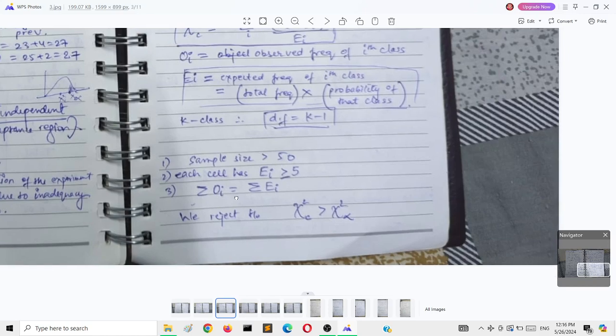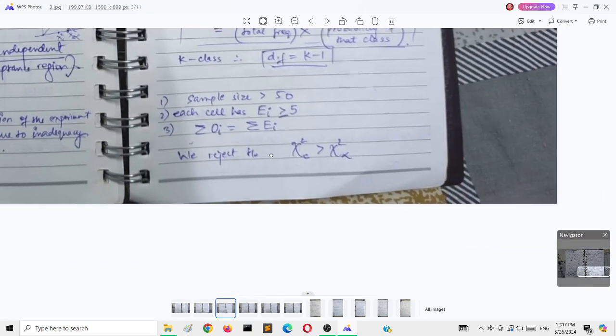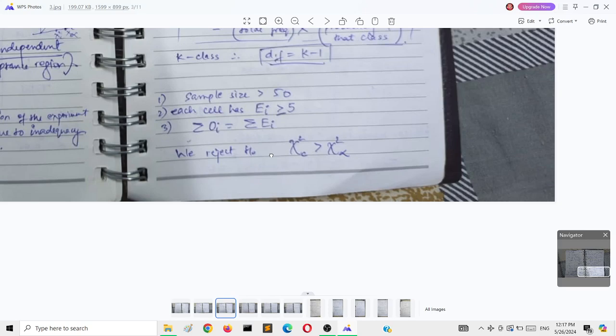And then the summation over Oi, the observed value, equals the summation over the expected value. Whatever the total of the observed values is, you will get the same value from the sum of the expectations. Also, we reject the null hypothesis H naught if the chi-square calculated is greater than the chi-square alpha, as in the previous norm. If it is greater, you reject H naught. If it is lesser, you accept H naught.